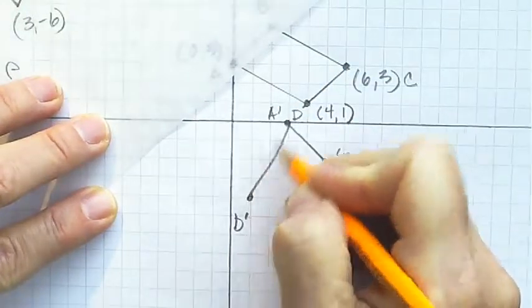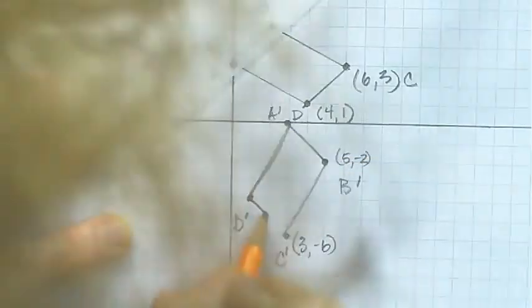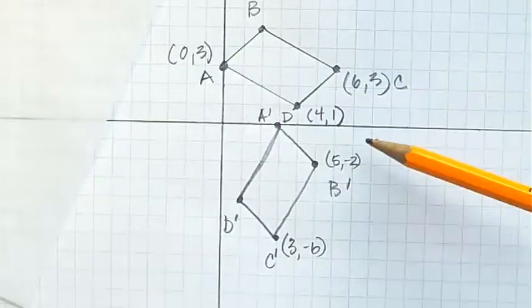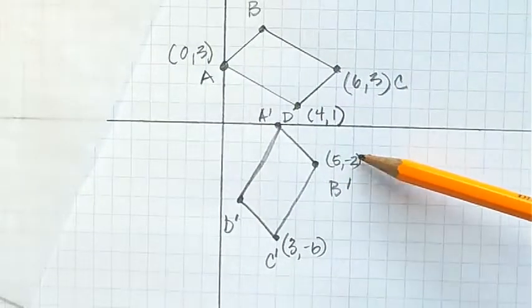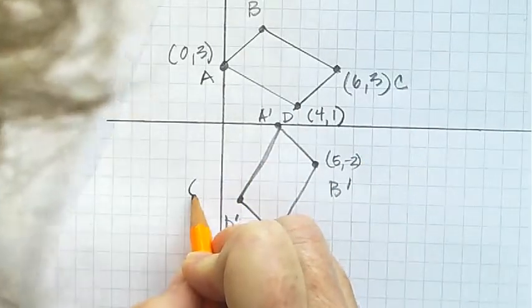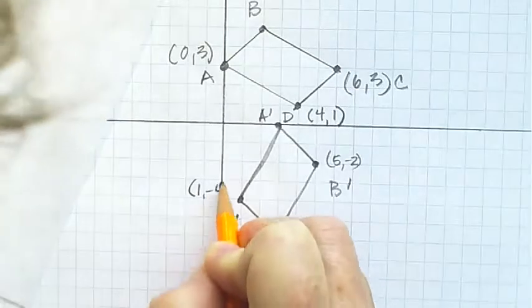So rotating 90 degrees clockwise flipped our coordinates, and the new y coordinate is now negative. Let's see, D prime was 1, -4.